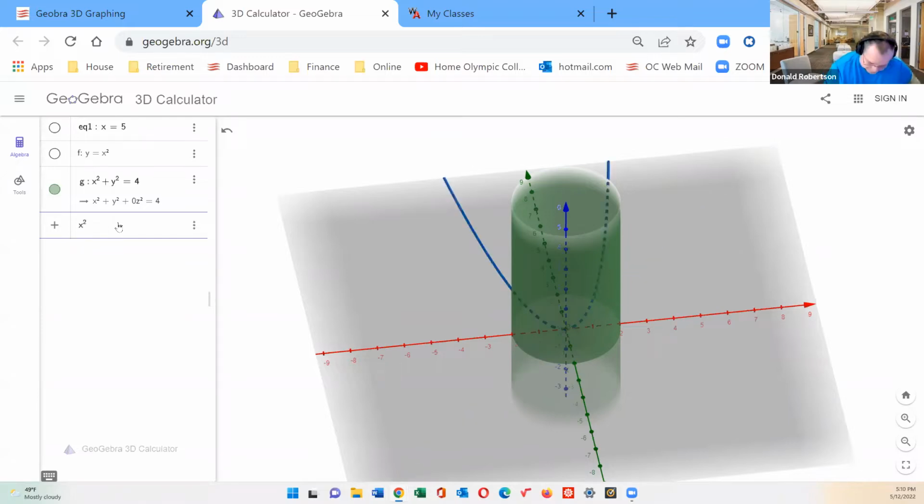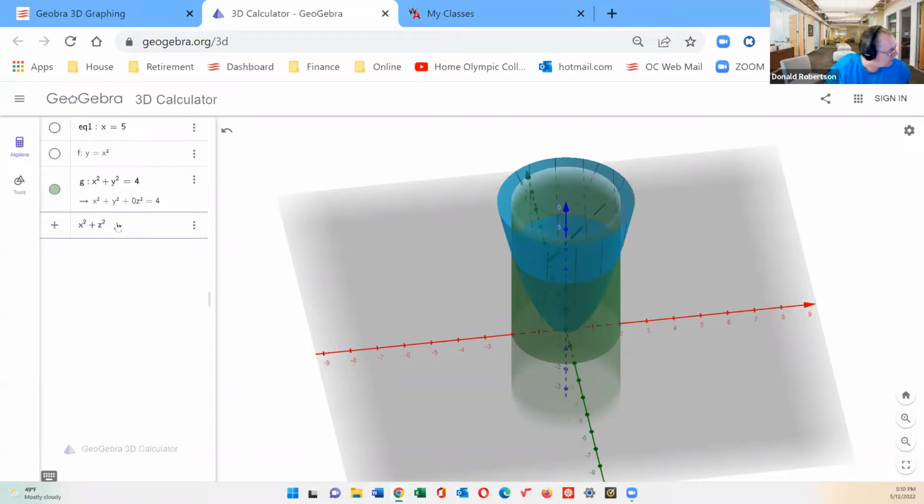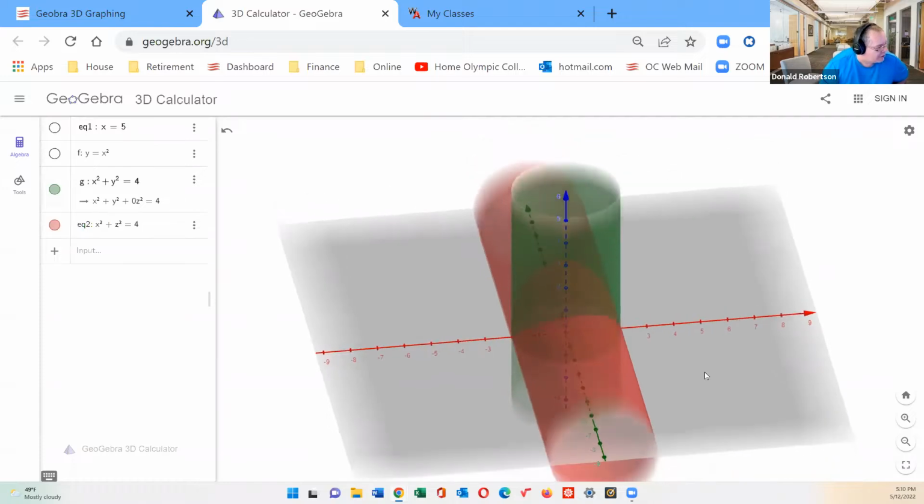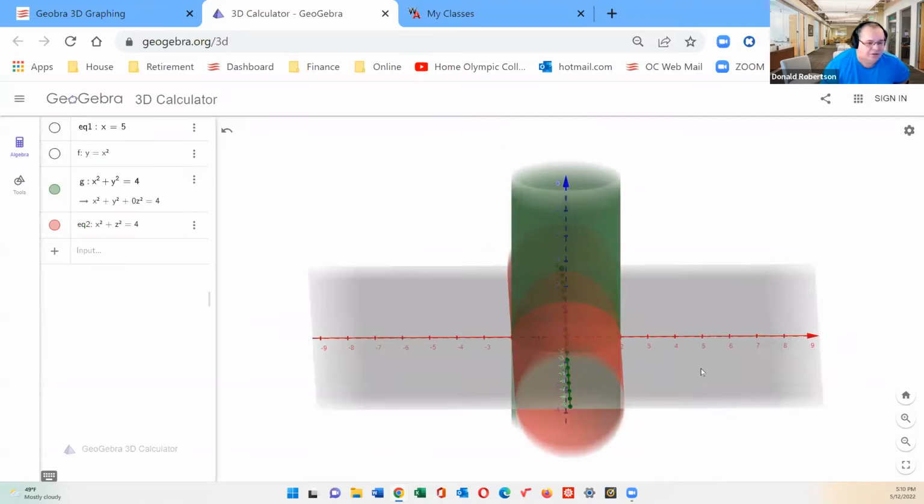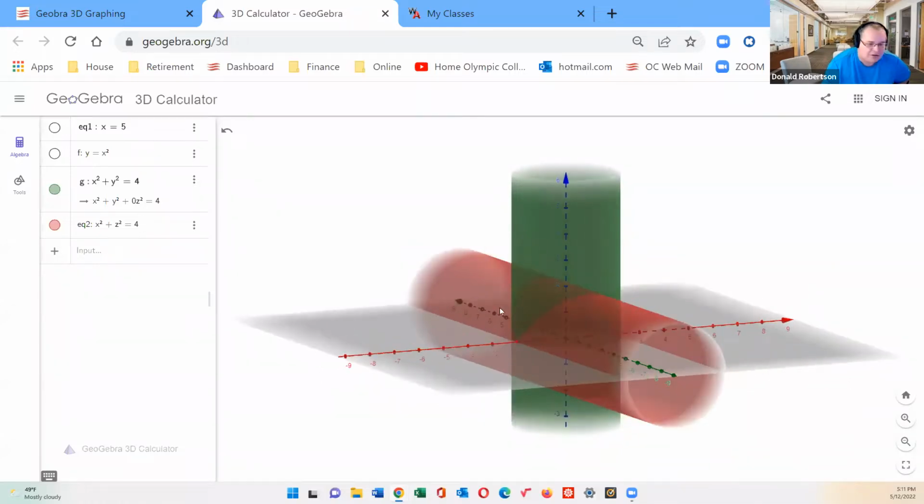X squared plus Z squared equals 4. Does it make sense that you'd get a cylinder, but you see the orientation is different? Now, the top one was a vertical cylinder. In other words, it pointed in the direction upwards, which is the Y-axis. This one here points along the Y-axis. So if I orientate this a little bit differently, can you see the Y-axis a little bit clearer?